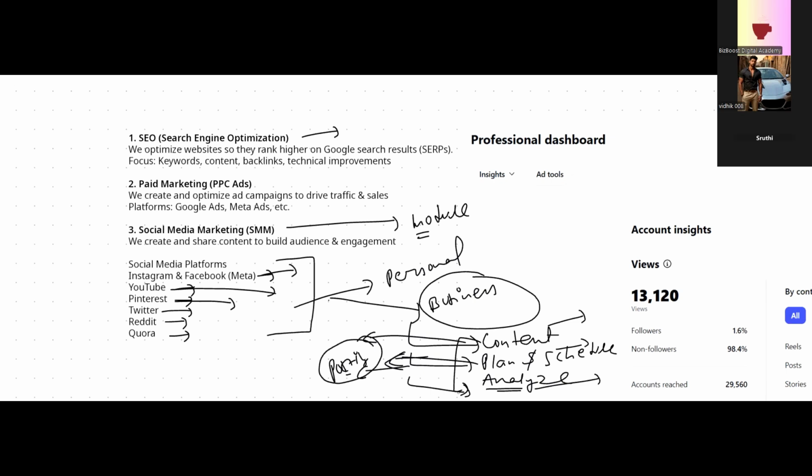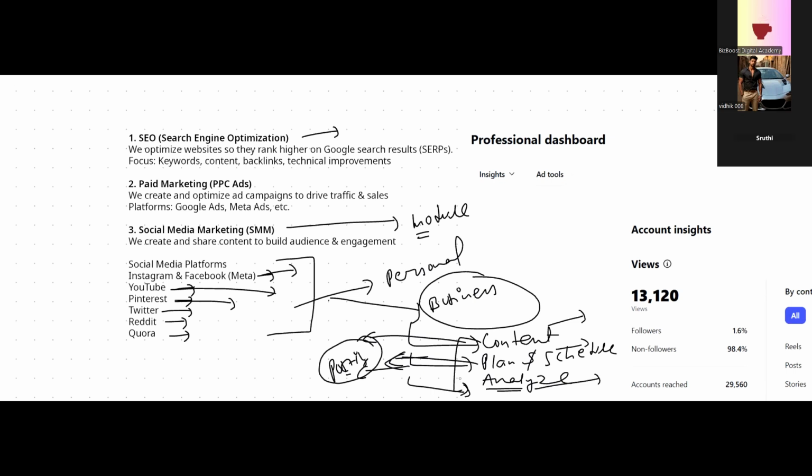Then plan and schedule it, what kind of content you are planning and scheduling on a timely basis, whether it is daily, weekly, or monthly. And then finally analyze that content for them, whether it has reached the right kind of audience, whether it has even reached the audience or not. There will be some metrics that you will be analyzing. So this is the overall job of a social media marketer.